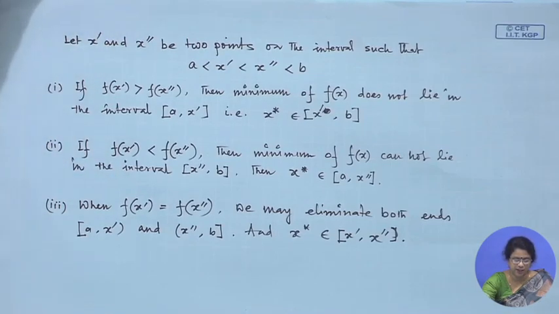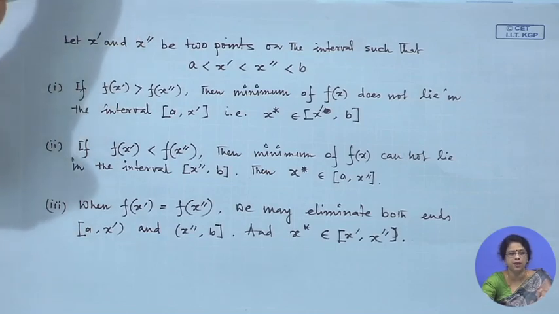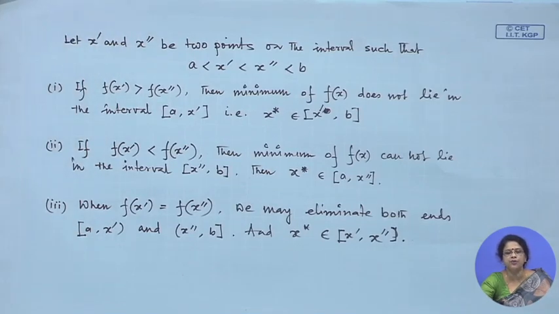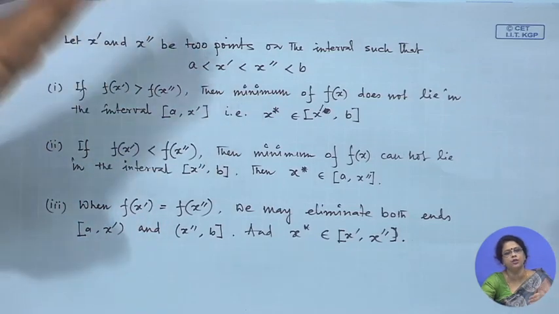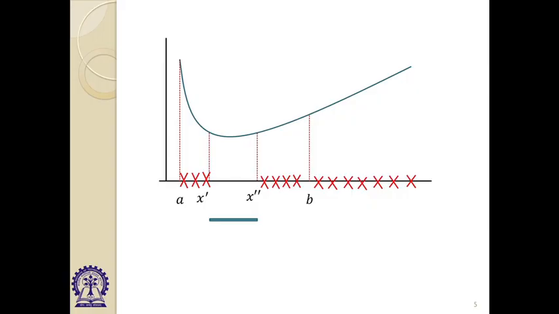The second figure, if f x prime is lesser than f x double prime, we are declaring the new interval of uncertainty as a to x double prime. And in the third case, if f x prime is equal to f x double prime, then we are eliminating both the sides of the interval, that is from a to x prime and x double prime to b, and we are declaring a new interval of uncertainty as x prime to x double prime. That way we will proceed further and further in the similar way.